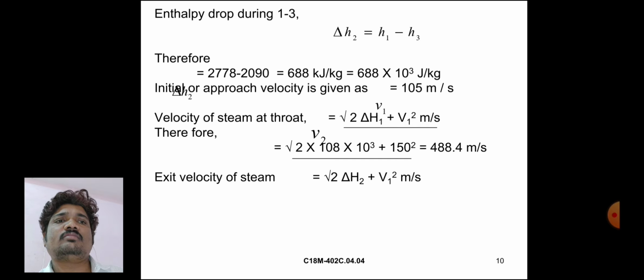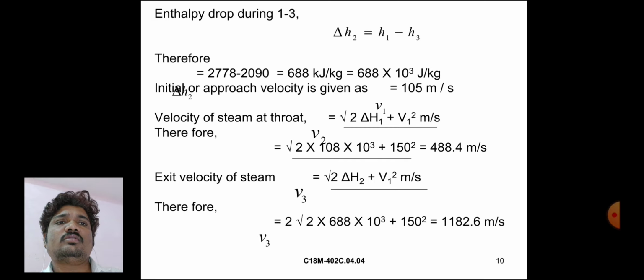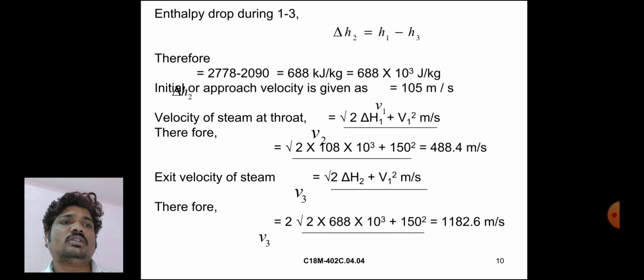Exit velocity of steam V3 is equal to under root 2 delta H2 plus V1 square meter per second. Therefore V3 is equal to under root 2 into 688 into 10 power 3 plus 105 whole square, equal to 1182.6 meter per second.